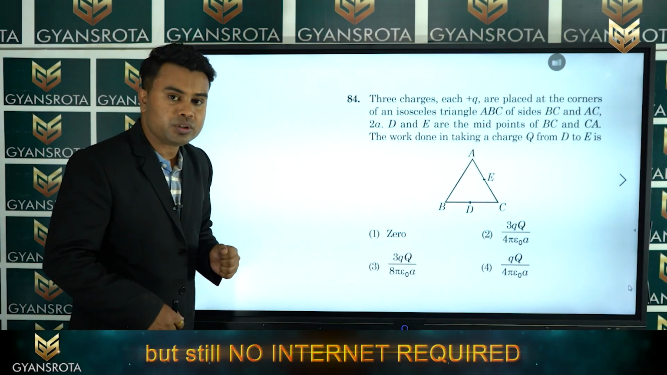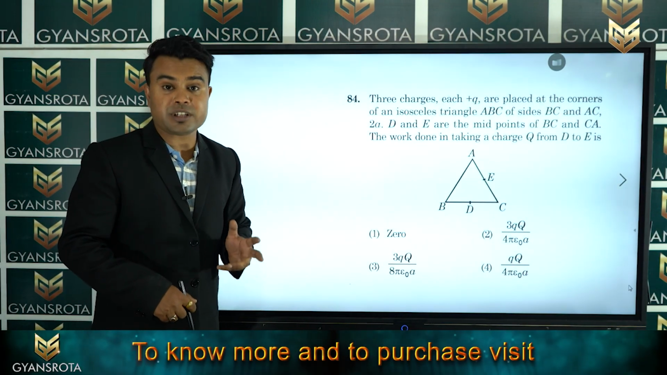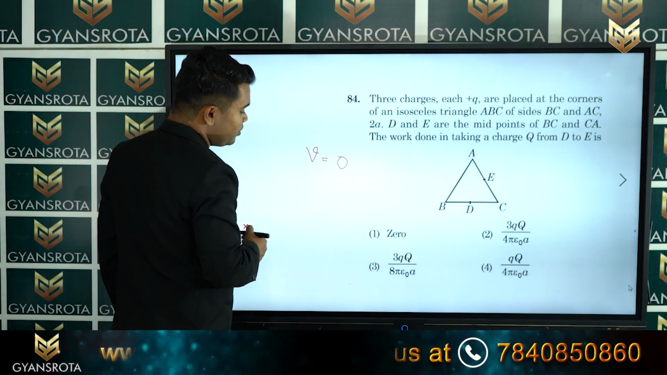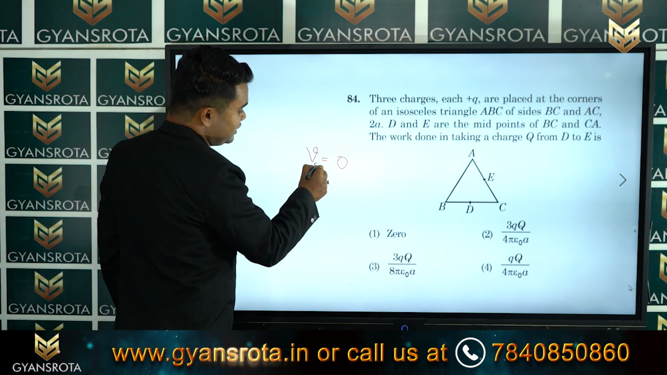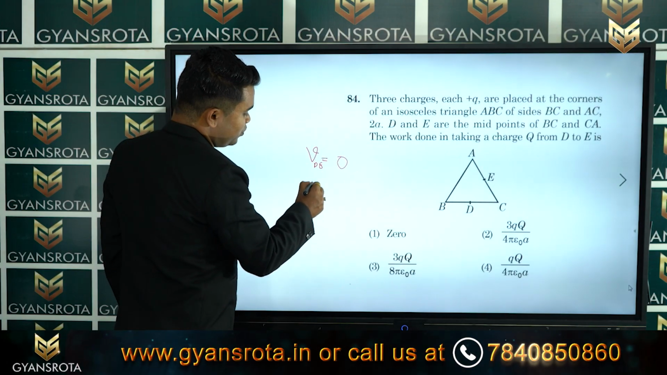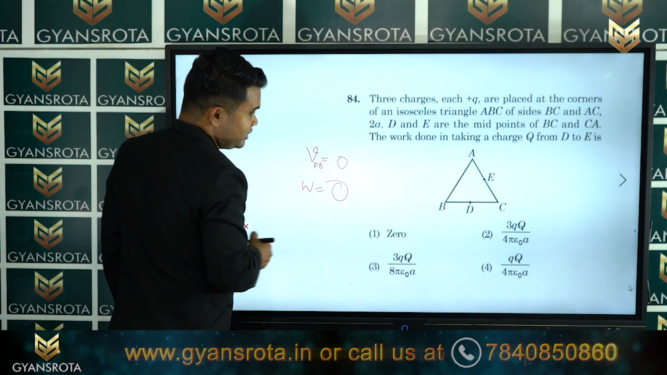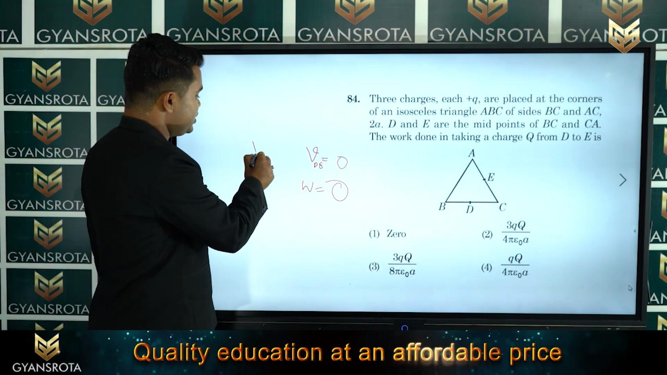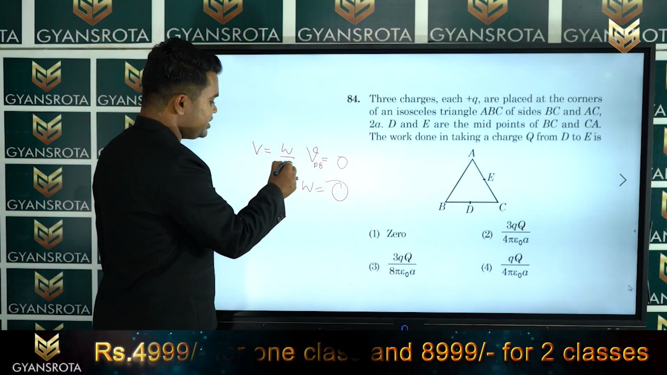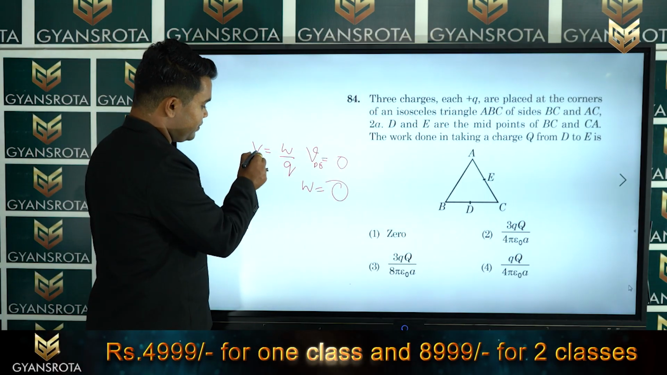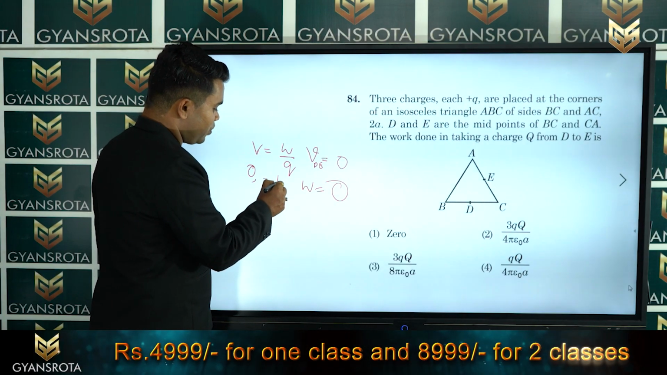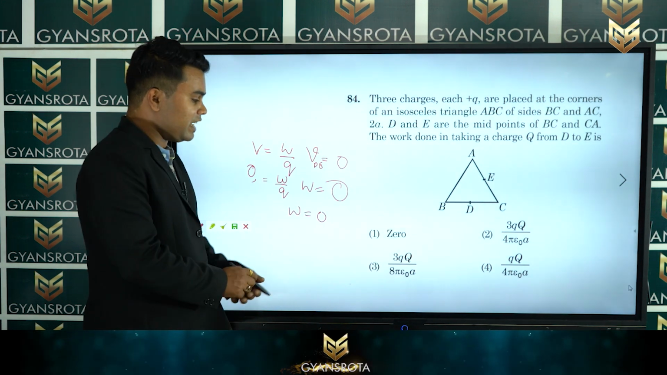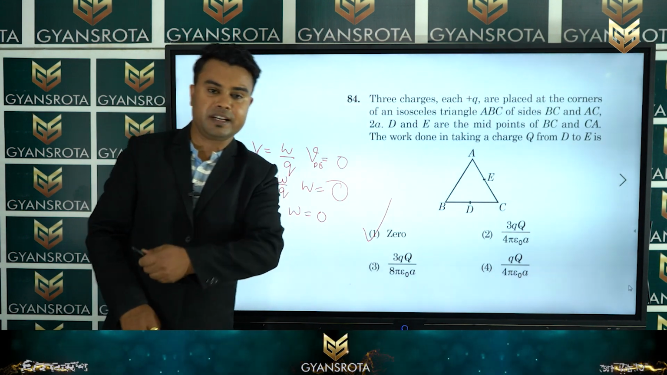And if the potential difference is 0, work done will be how much? 0. As we know, this is a question from the chapter electrostatic potential. If the potential difference is 0, that is V D E, then our work done will also be 0. This is the right answer, because potential is equal to work done by charge. So if this is 0, then your work done will be equal to 0. So the right answer for this question is option number 1, that is 0.